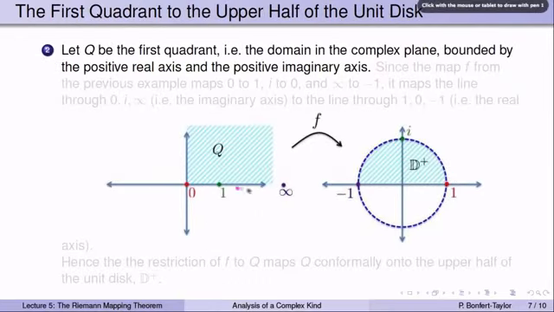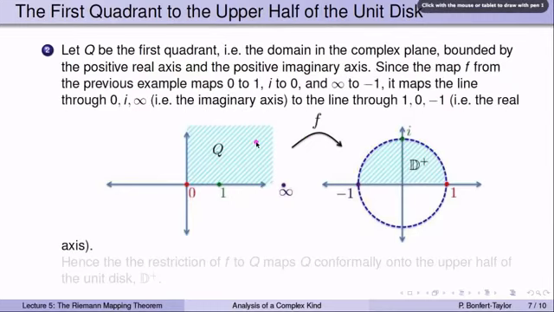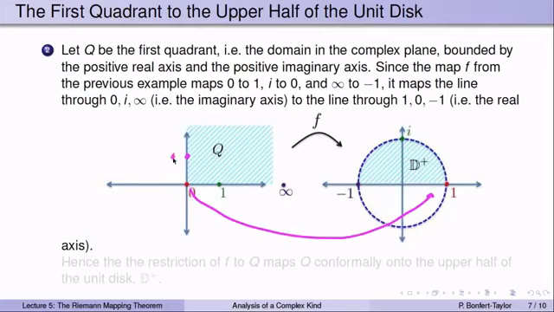So the domain in the complex plane that is bounded by the positive real axis and the positive imaginary axis. Looking at the map from the previous example, it maps 0 to 1, it maps i to 0, and it maps infinity to negative 1. So it must map the line through i, 0, and infinity, which is the imaginary axis, to the line through 1, 0, and negative 1. That's the real axis. So the mapping also maps the imaginary axis to the real axis, in addition to mapping the real axis to the unit circle.